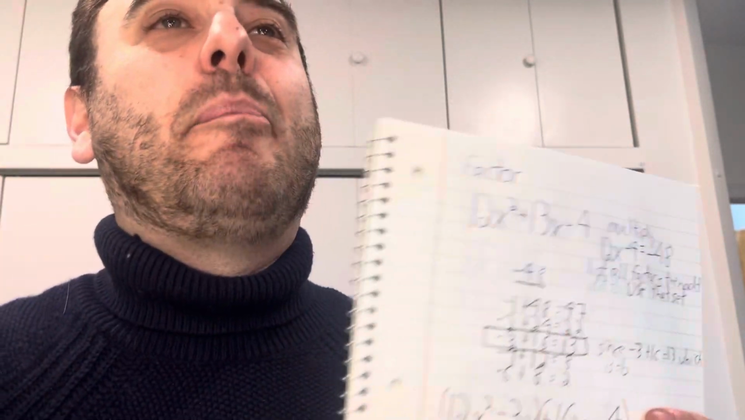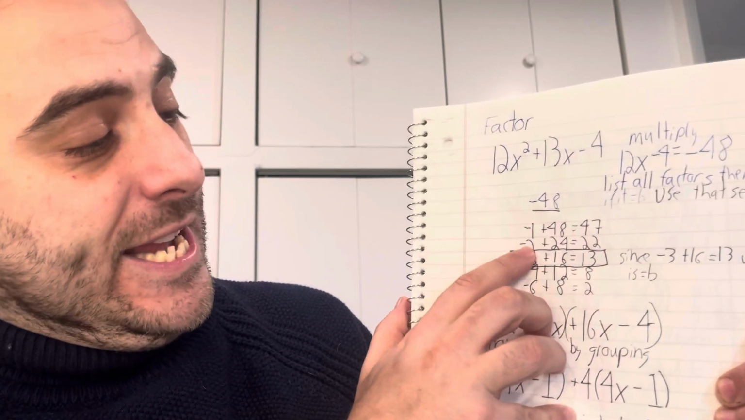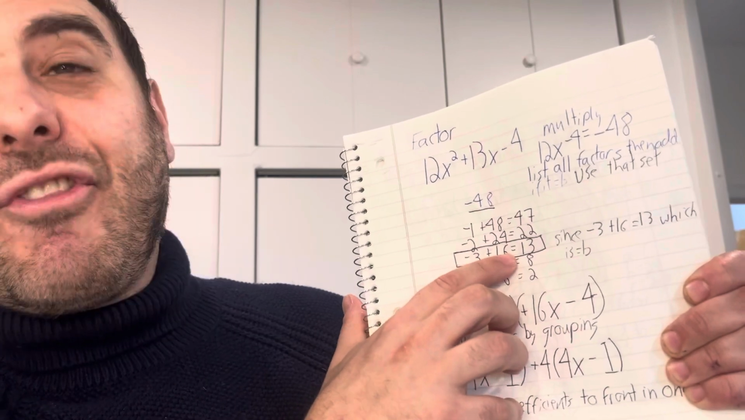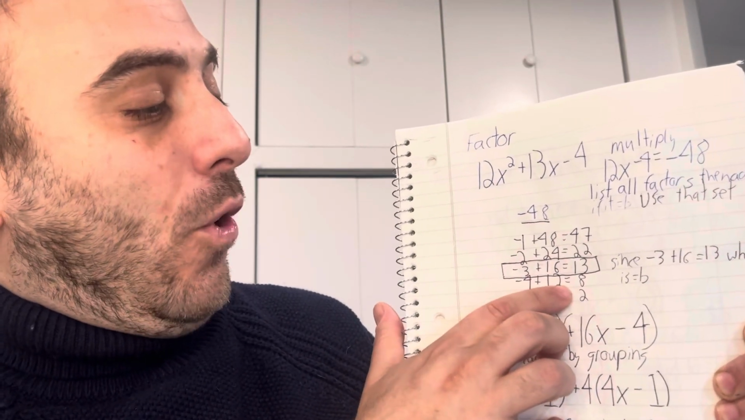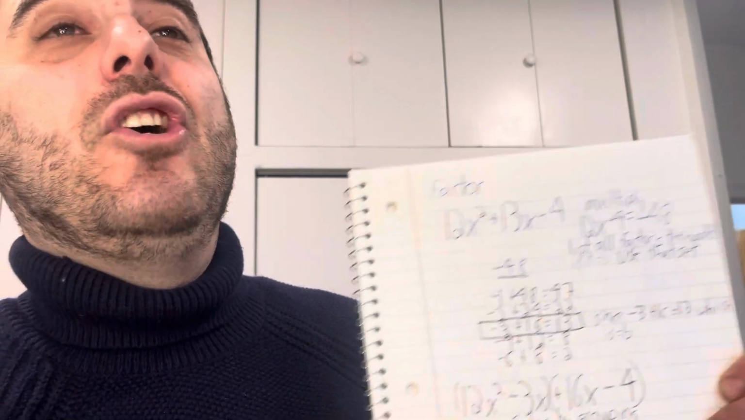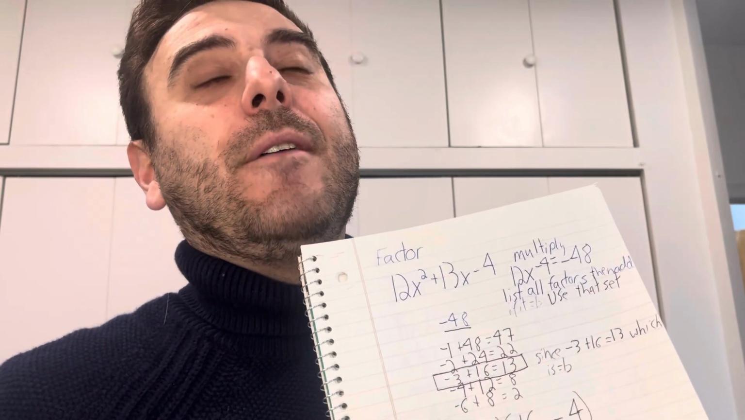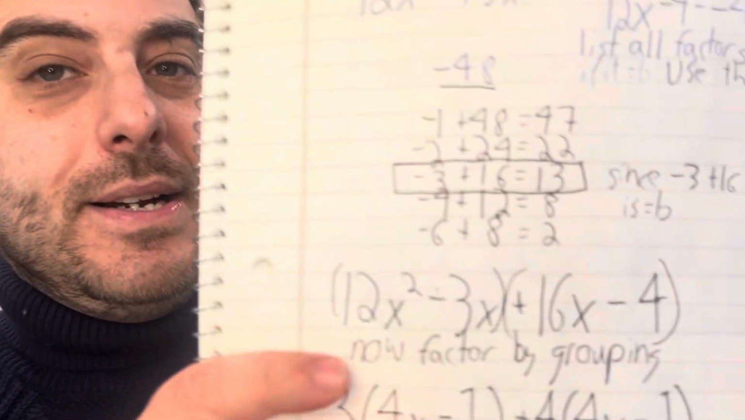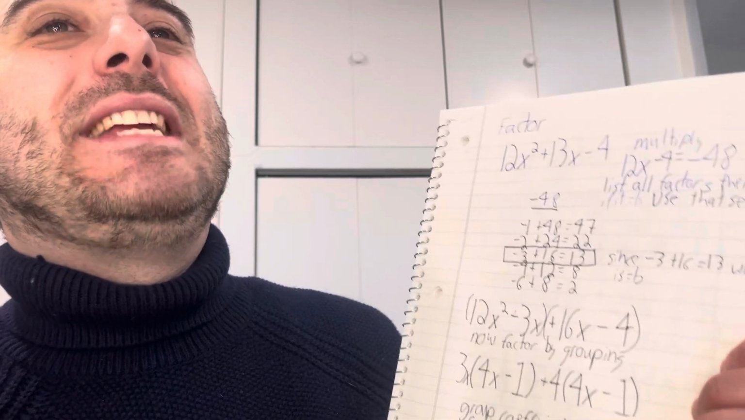We don't need to list all the pairs. So we're going to have negative 1 times 48, negative 2 times 24, negative 3 times 16, negative 4 times 12, and negative 6 times 8. Those are all the factors of 48 where the larger number is positive. Okay? Everybody see that? Good.